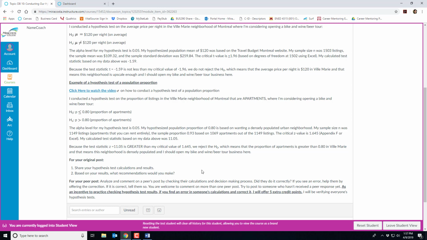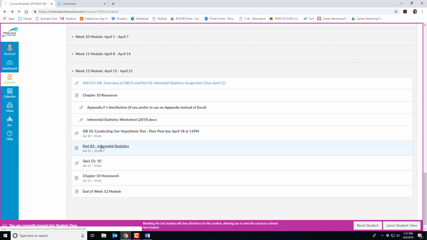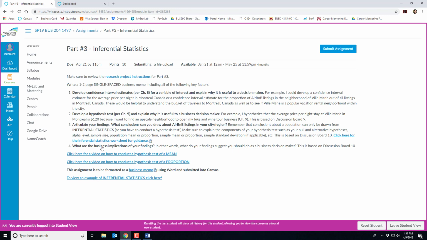I will be verifying everyone's hypothesis test based on the Part 3 business memo that has this information in it. But the discussion board is primarily for you to practice it and share it with your peers, so your peers can give feedback. And then you just copy paste it into your Part 3. So let's go ahead and look at the Part 3 business memo. I'm going to click here onto the Part 3 inferential statistics.